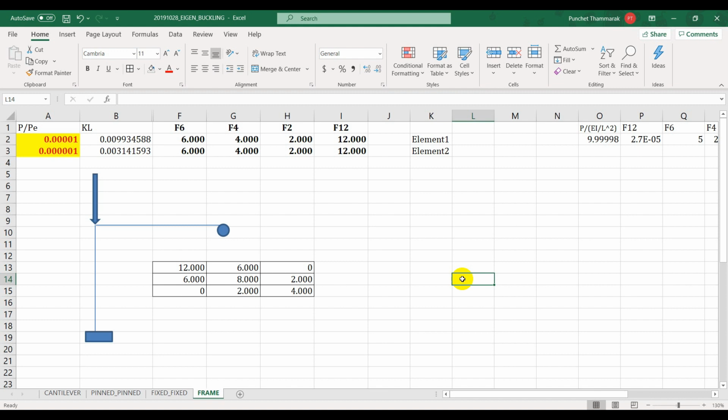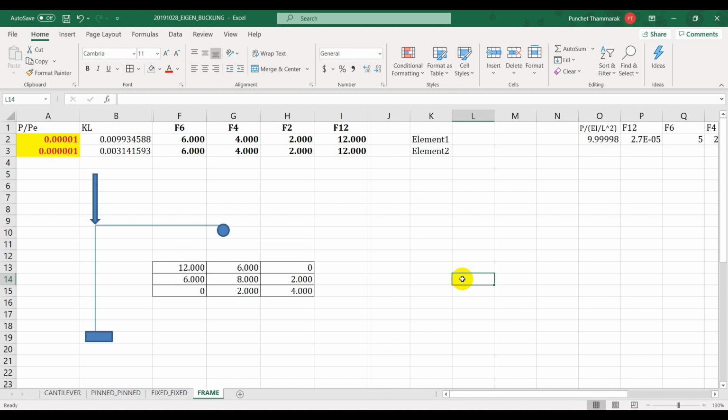For example, if you have 2 columns of identical properties, EI the same and length the same, right? 2 columns are connected with one beam. You can put 1P on one column and 2P on another column. You will get one buckling load. And if you change the distribution of the load, like 1P and 1P on both columns, you will get a different value of P. It depends on the distribution you have.